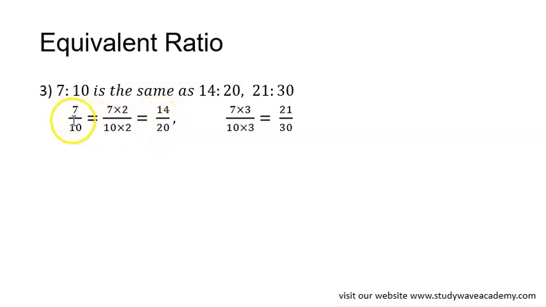So 7 over 10 is the same thing as 14 over 20. Same here, we use 3 to multiply. So 7 over 10 is the same thing as 21 over 30 when you use 3 to multiply. So you can use any number to multiply as long as you are using it to multiply the numerator and the denominator together. Okay? Do we understand that? Whatever number you are using to multiply the numerator, you use it to multiply the denominator also. That is how ratios are equal.